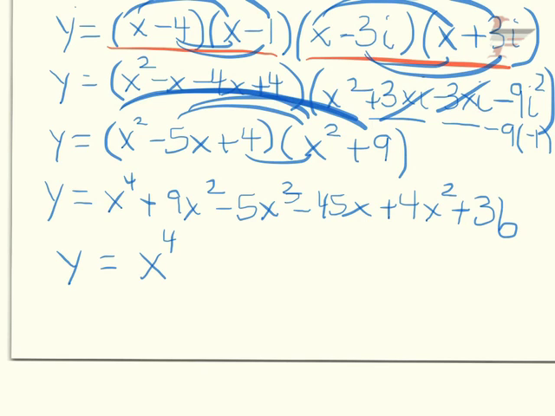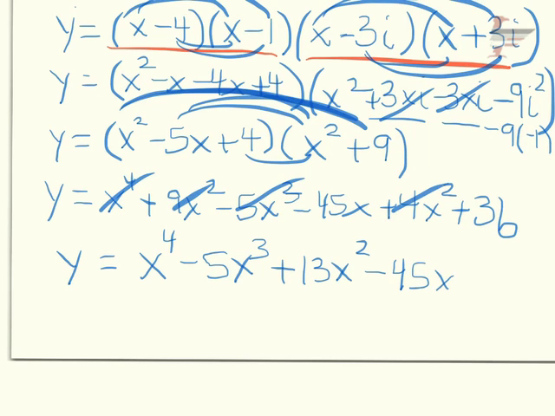So x to the 4th, and then I have minus 5x cubed. Takes care of those. And then I have 9 plus 4, so 13x squared minus 45x and plus 36. So here's your polynomial function of least degree, so fourth degree because I had 4 roots. Leading coefficient of 1, everything is integer coefficients, there's no i's in my final answer. And it's not a challenging problem, it's just obviously a lot of places to make mistakes, so take your time.